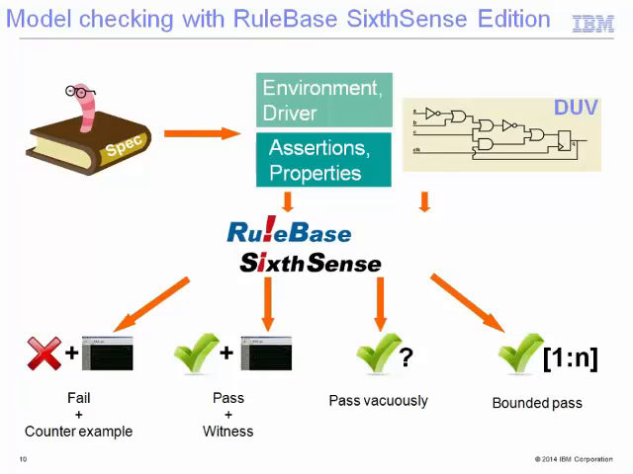And then, on a fail you get a counterexample, and on a pass you optionally get a witness. And we also reason more about whether a pass is an unbounded pass, or a bounded pass.